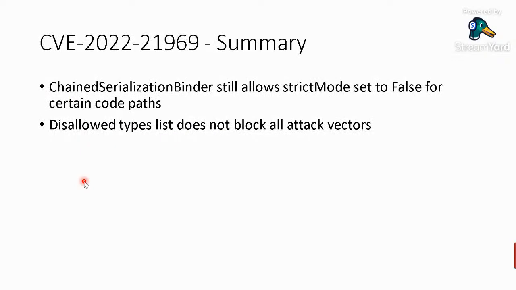So that's how they proved that you can get RCE using this chain. It's very similar to the past one. We had strict mode set to false, so they haven't closed down all the code paths for that. And having a list of disallowed types isn't sufficient to block all vectors. There are always new and creative ways to abuse new gadgets.